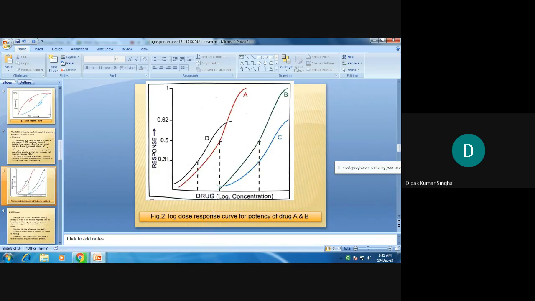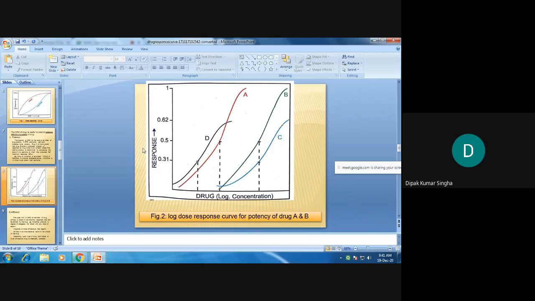In case of here the log concentration. Therefore, in case of A, there is some response. In case of B, there is some response. That's it. But this log dose, here the potency is the same. Therefore, here the potency is same in case of drug A and in case of drug B. But sometimes the potency is less. Here it is the same potency. But sometimes the potency will be the less.